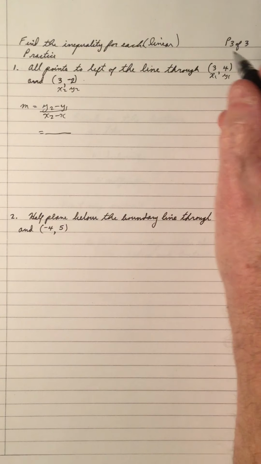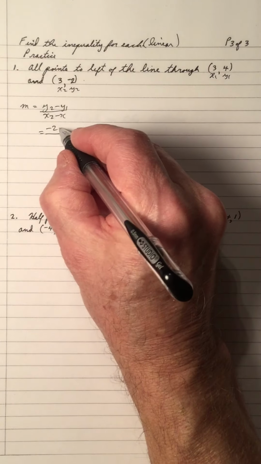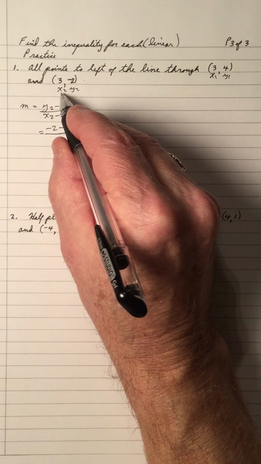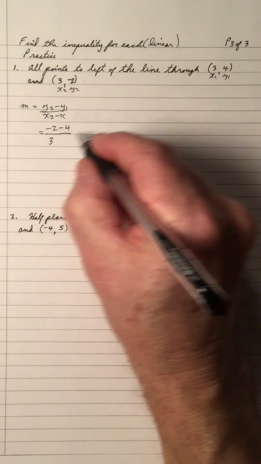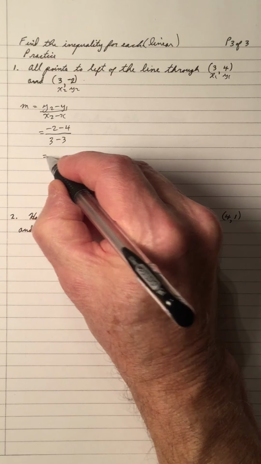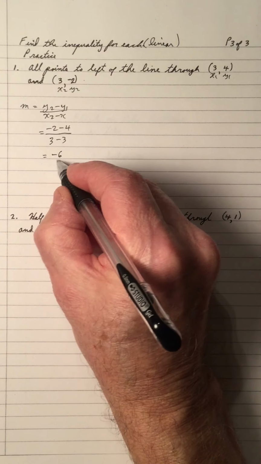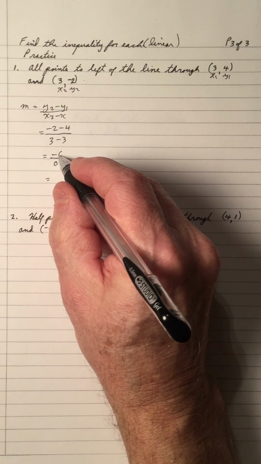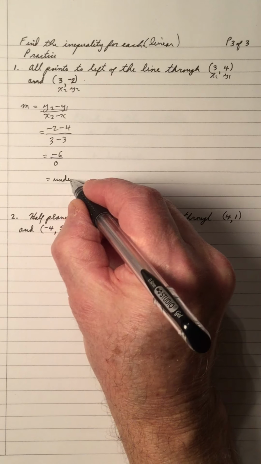y2 is negative 2. y1, we have to subtract 4. And x2 is 3, subtract 3. So that gives us negative 2 subtract 4, which is negative 6, and 3 subtract 3 is 0. Notice negative 6 divided by 0 is undefined.